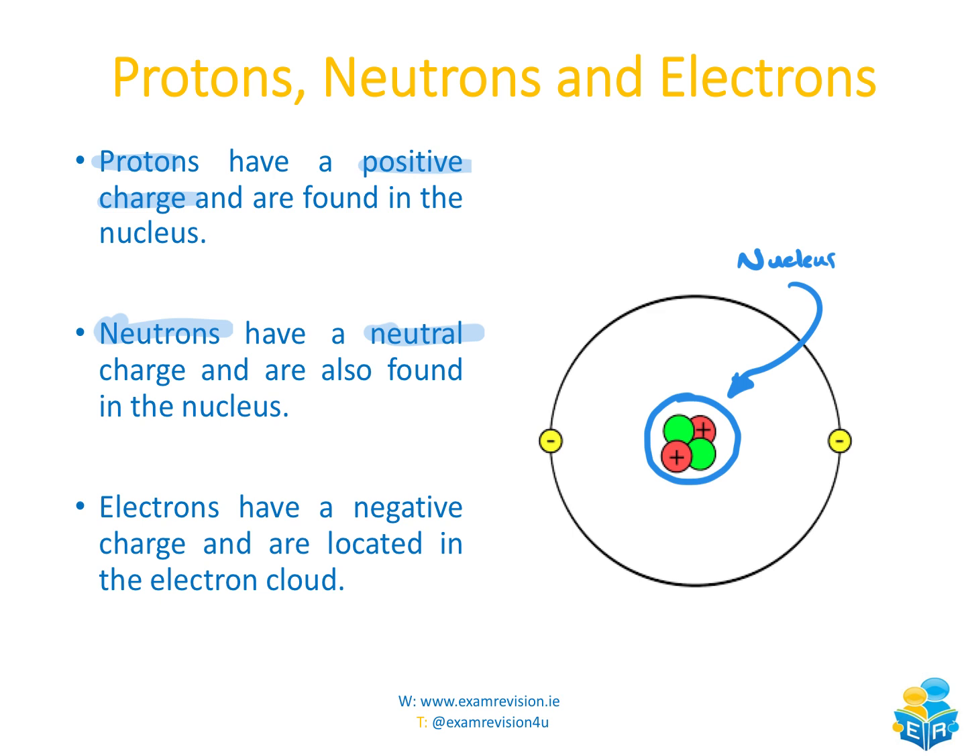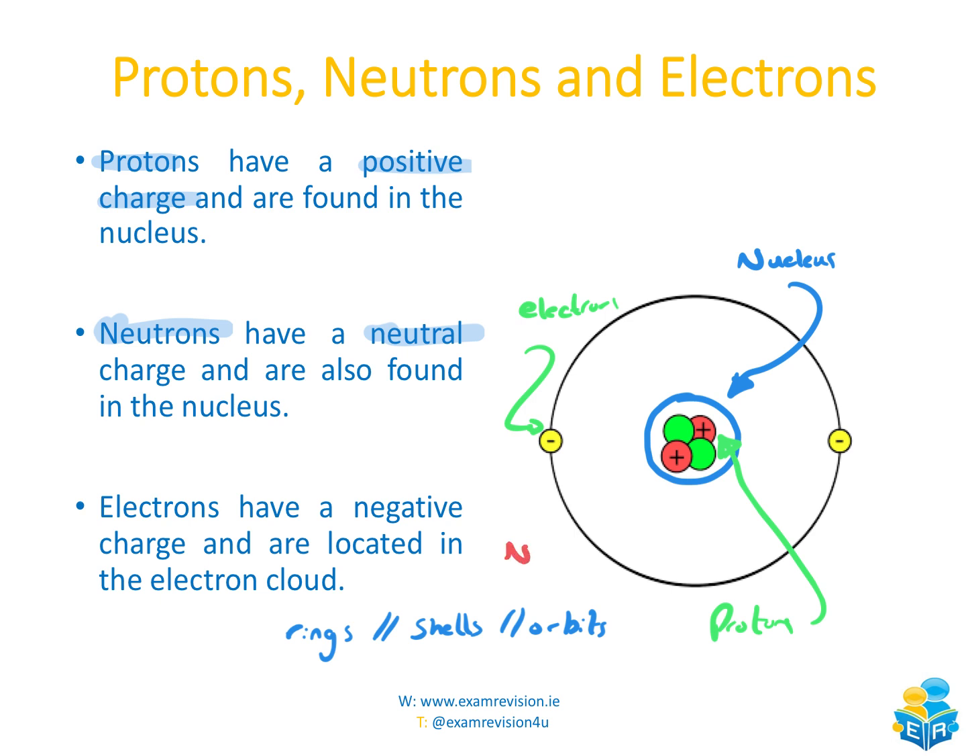And electrons have a negative charge, and they're located in the electron cloud. Sometimes they're called rings or shells or orbits. Okay, there's lots of different names for where they exist. So it's these rings or shells or clouds or orbits that go around the nucleus. Okay, and we can see the charge there for the electrons as well. We can see that they're negative. That's the protons. And then the one with no charge highlighted is the neutrons.